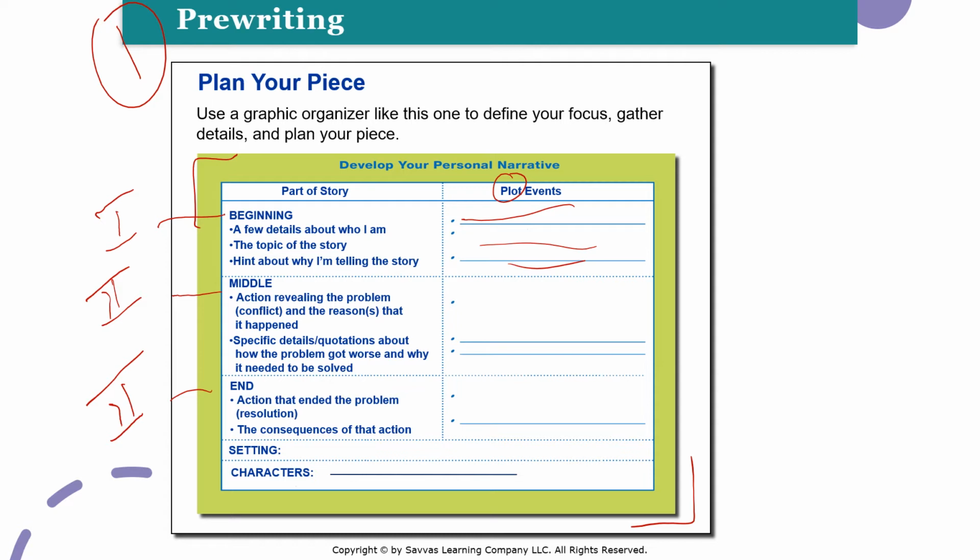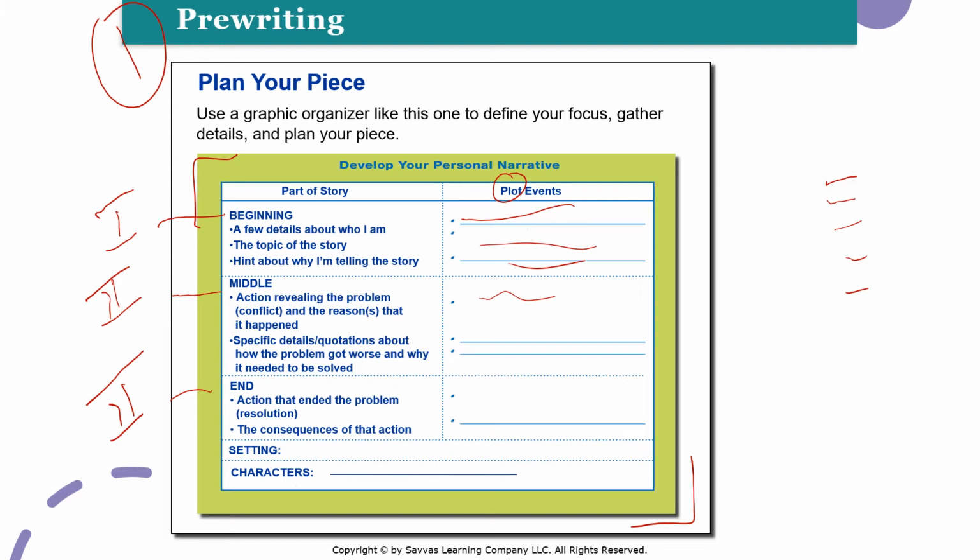So after that, I move to the body, the middle, actually revealing the problem, conflict, and the reasons that it happens. So here I write the challenge, the conflict, the problem I have. Remember the 5 elements of a plot that we studied? They are exactly what we are using here. So we studied them so that we can analyze stories, also to write ones.